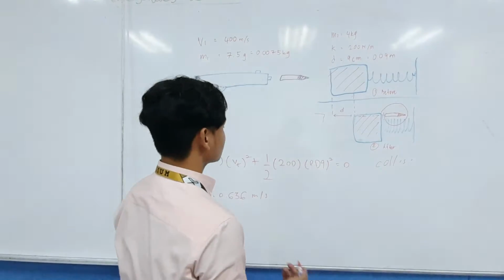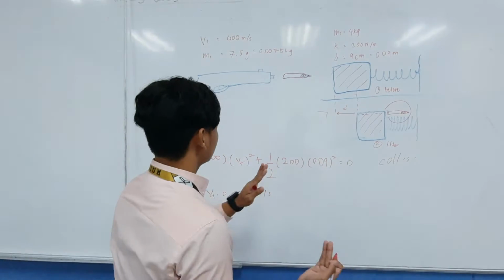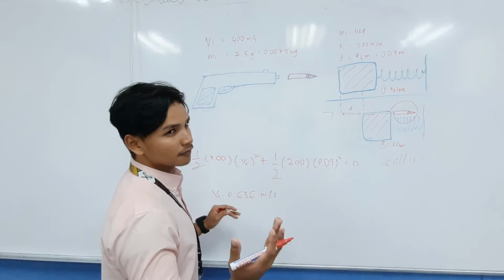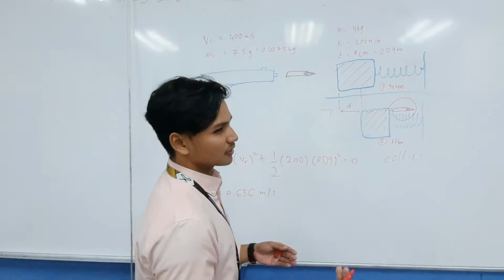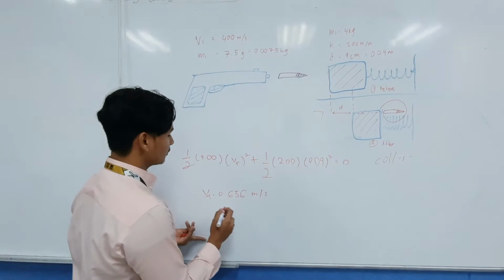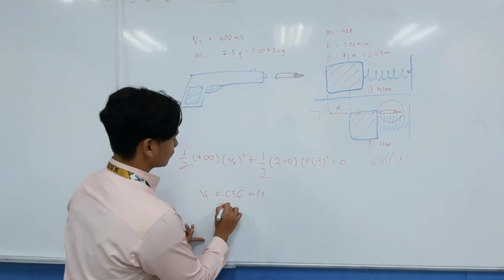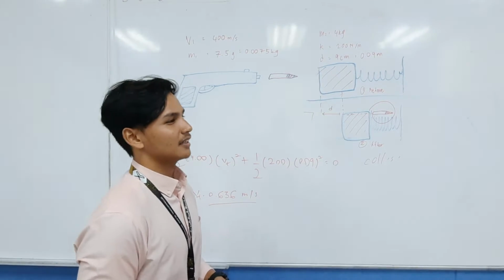After substituting all the values that have been given from the diagram, we can find the final velocity of the block. We just use the calculator and calculate the final velocity, and the final answer will be 0.636 meter per second. That's all for question A.